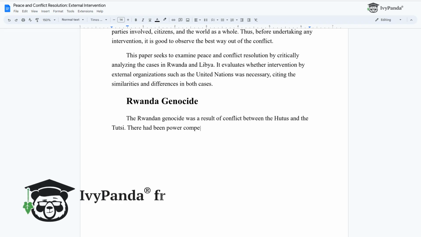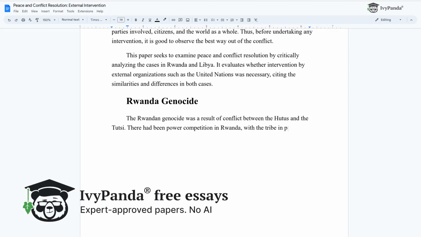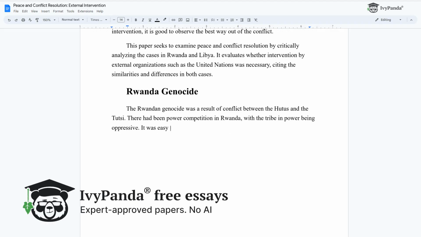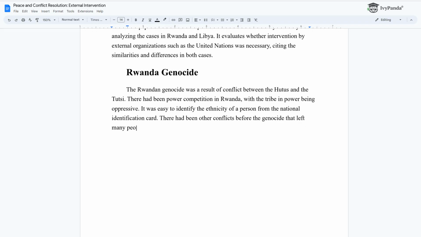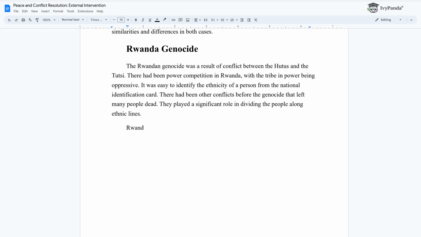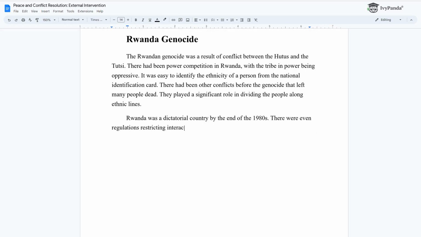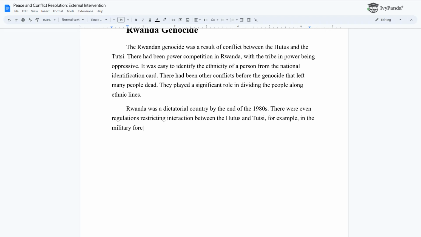There had been power competition in Rwanda, with the tribe in power being oppressive. It was easy to identify the ethnicity of a person from the national identification card. There had been other conflicts before the genocide that left many people dead. They played a significant role in dividing the people along ethnic lines. Rwanda was a dictatorial country by the end of the 1980s. There were even regulations restricting interaction between the Hutus and Tutsi, for example, in the military forces.